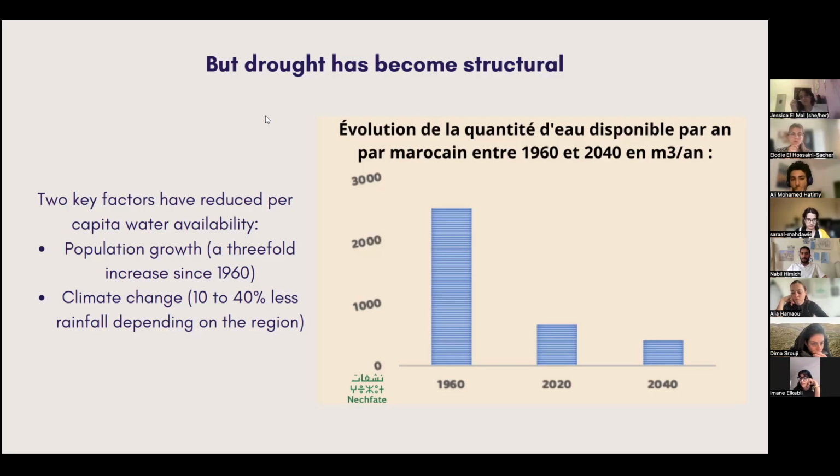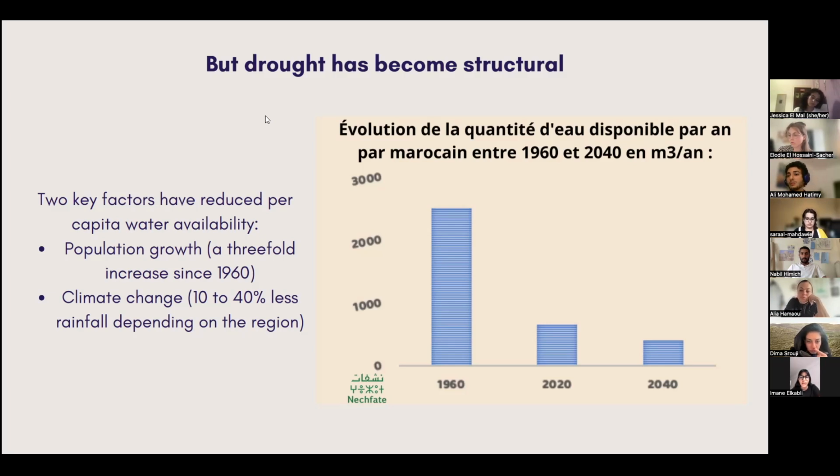For example, in Morocco, we can see a decrease in rainfall of 10 to 40%, depending on the region, which also decreases the global rainfall on the country. So we went from 20 billion cubic meters per year for the whole country in the 60s to 14 now. So you can see that eventually for the country, we have a division by 4 of the available resource per capita. So drought has become something structural and not just dependent on the rainfall. We are in a situation of stress.